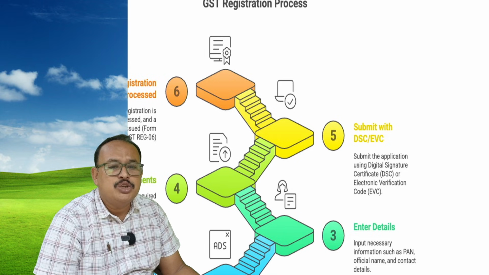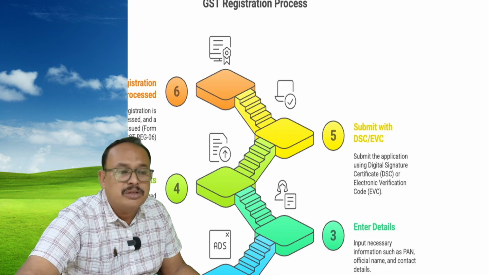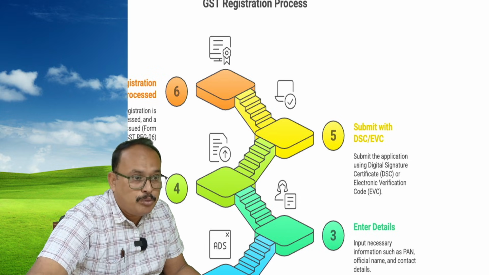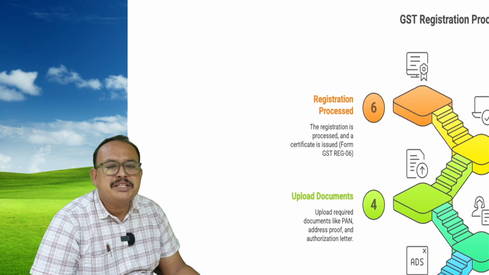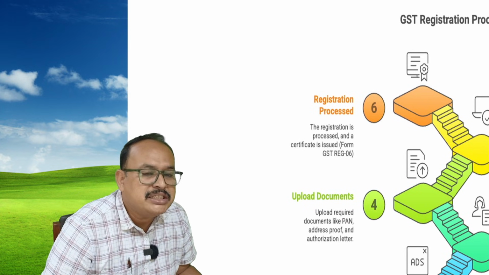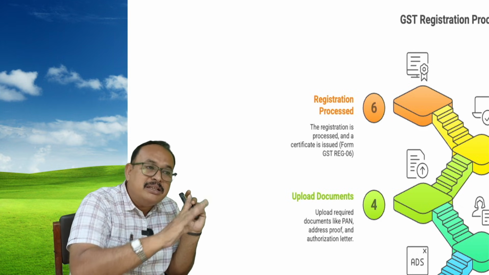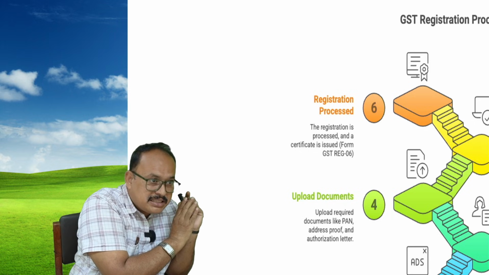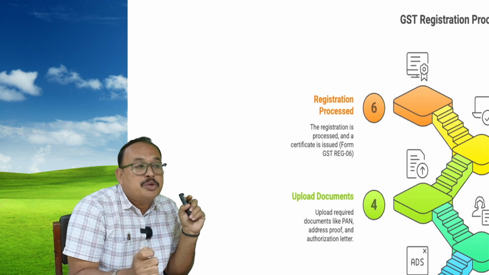Step 5. Submit with the DSC or EVC authentication. Submit the application using the digital signature certificate, DSC, or otherwise the electronic verification code which is coming to your registered mobile. For step 6, registration process: the registration is processed and the certificate will be issued in the form GST REG 06. Form GST REG 07 is the application for registration for TDS and TCS. Form GST REG 06 is the certificate of registration.